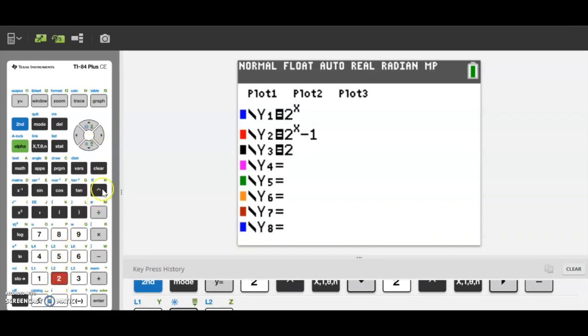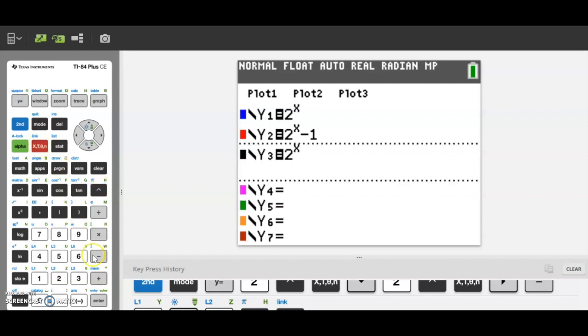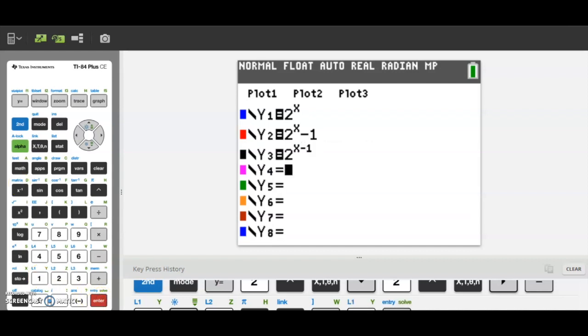I use the caret key to type in an x, and then it's going to be -1, and that needs to stay in the exponent. If you're using an older calculator, you would need to put that in parentheses for x minus 1 if it doesn't automatically put it in the exponent. Now from here, we're going to set up the table.